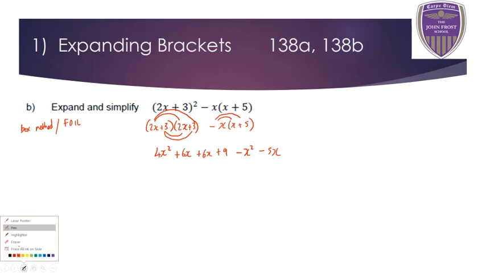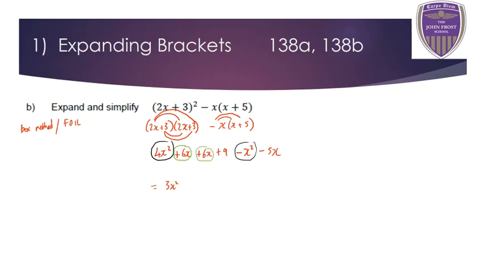Like on the first question, look for your like terms. I've got 4x squared, take away an x squared, so that gives me 3x squared. Now collect together all your terms with just x. We've got 6x plus another 6x, that gives me 12x. Take away this 5x, that leaves me with 7x, so that will be plus 7x. And then finally, the only term that we haven't simplified is this plus 9. There are no other numbers on their own to combine with it, so just plus 9. So the final answer is 3x squared plus 7x plus 9.